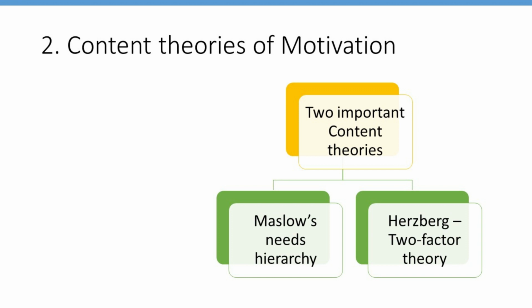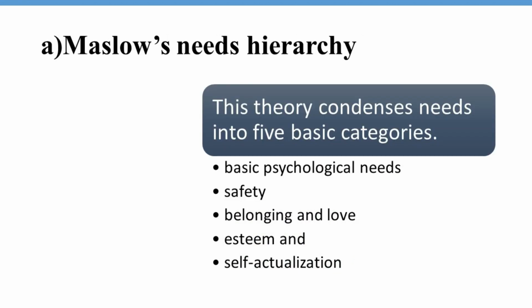Then content theories are one important group of theories, and in our day-to-day life we are using these theories. Here in content theories there are two main theories: Maslow's needs hierarchy and Herzberg's two-factor theory. These are the two theories under content theory. There are a number of theories, but the most important one is Maslow's needs hierarchy. Here the main thing is the needs hierarchy.